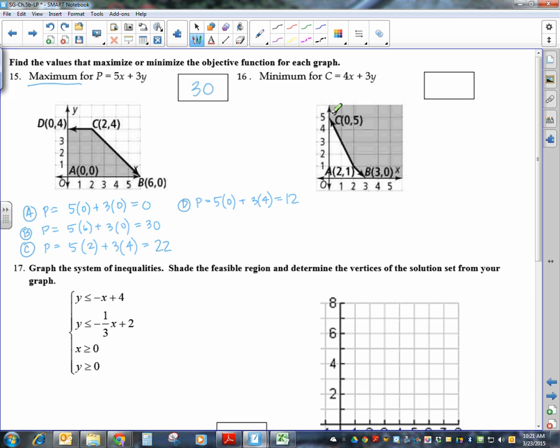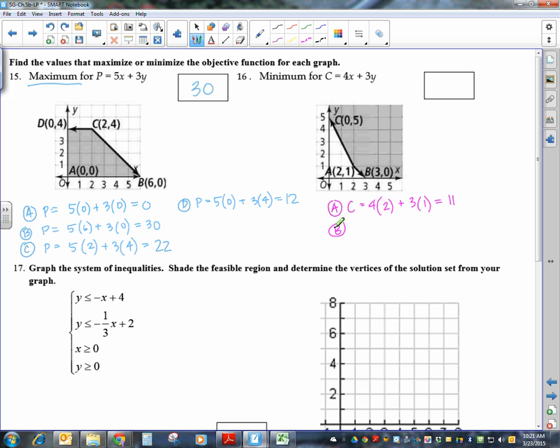For the next problem, this time I actually only have two. I have A, oh no, A is right there, so I have A, B, and C. So A, my equation is C equals 4 times X plus 3 times Y. 8 plus 3 is 11.